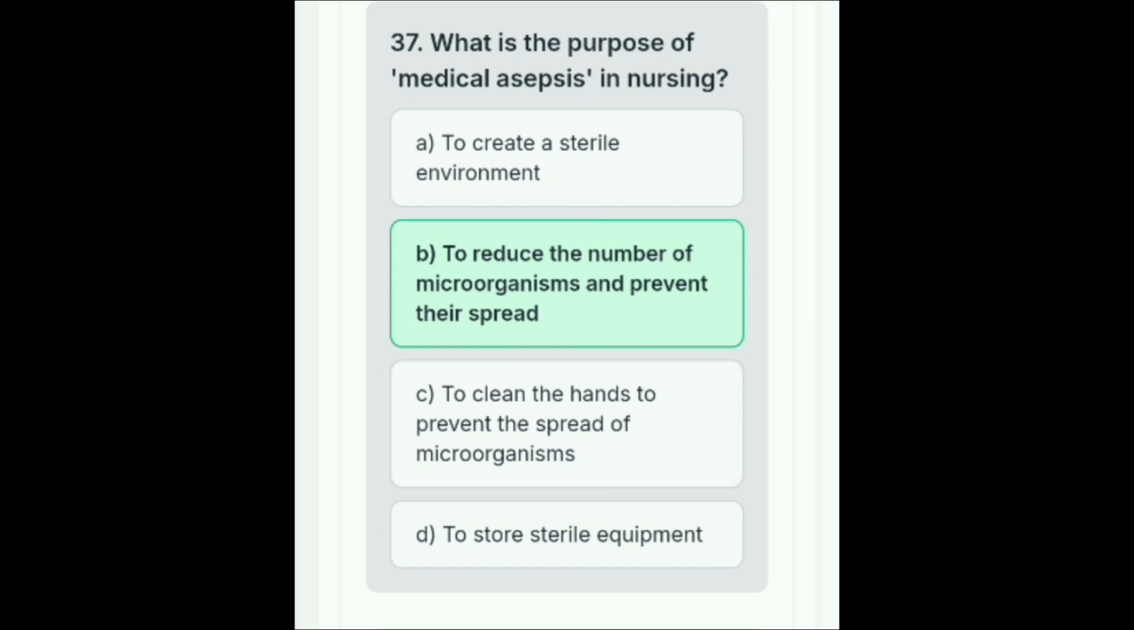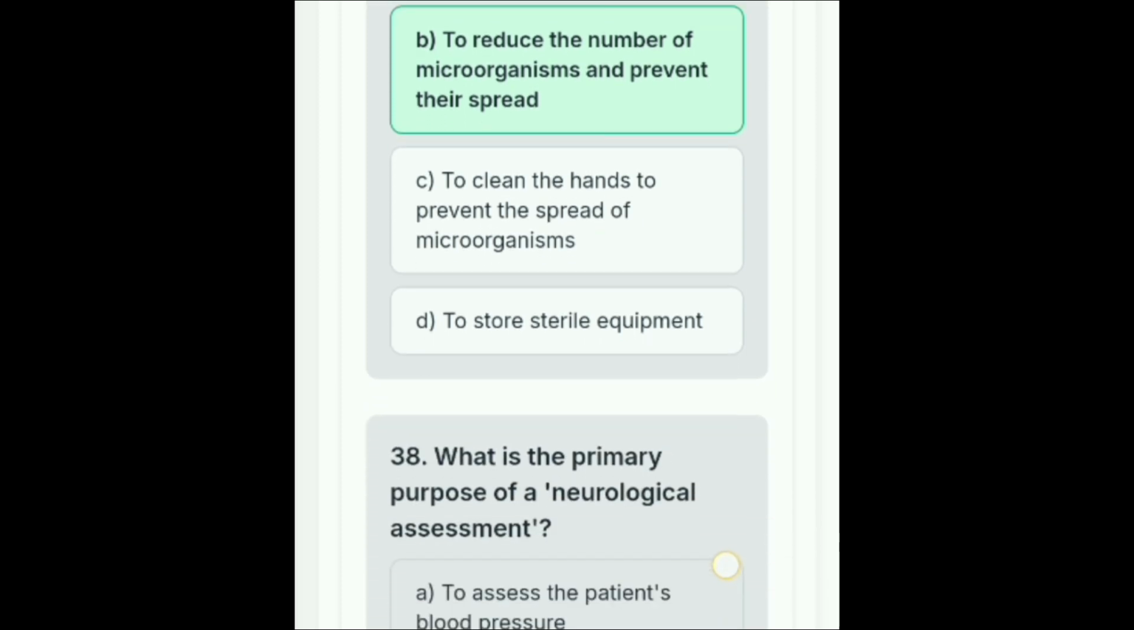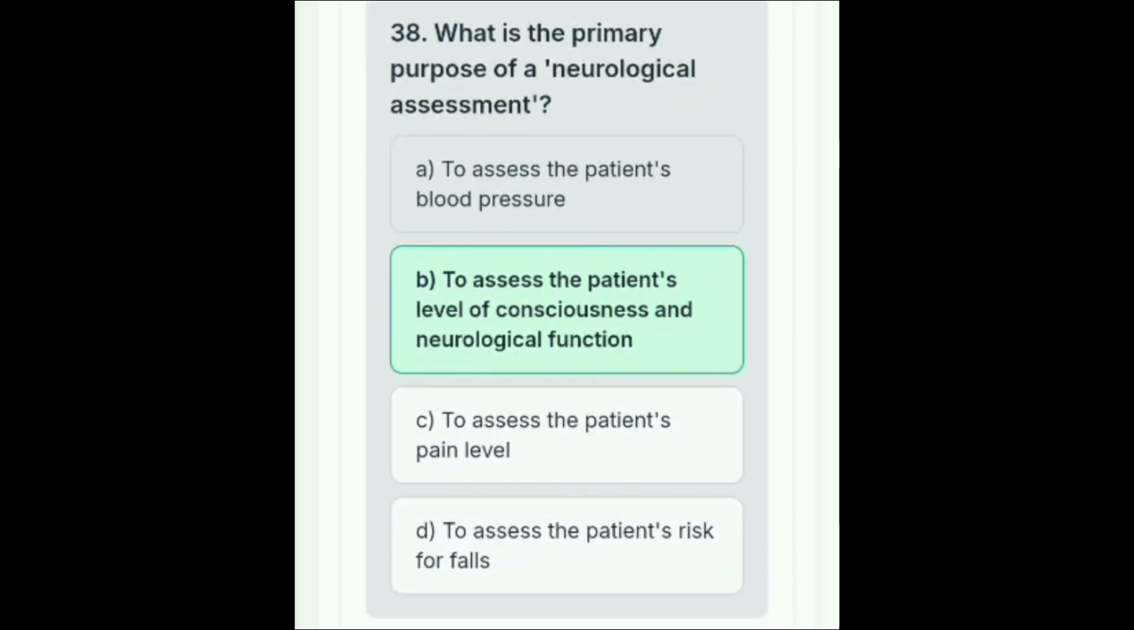What is the purpose of medical asepsis in nursing? A, to create a sterile environment; B, to reduce the number of microorganisms and prevent their spread; C, to clean the hands to prevent the spread of microorganisms; D, to store sterile equipment. So B is correct.